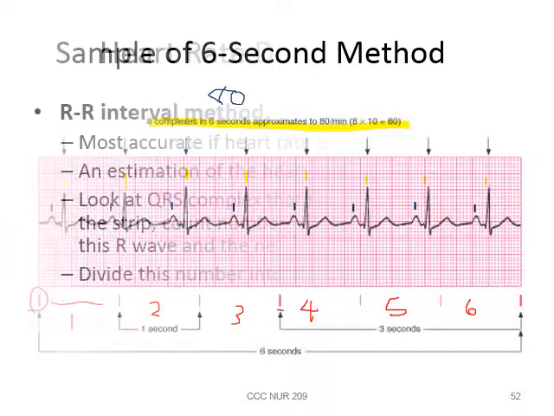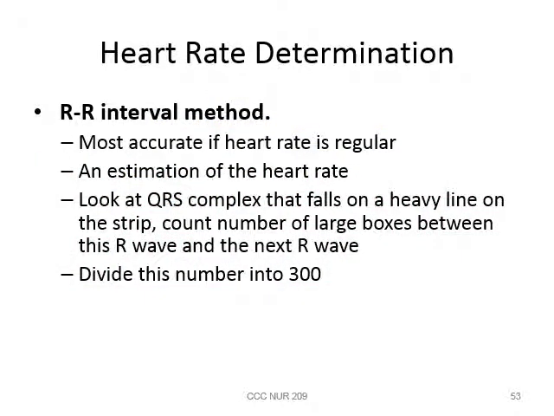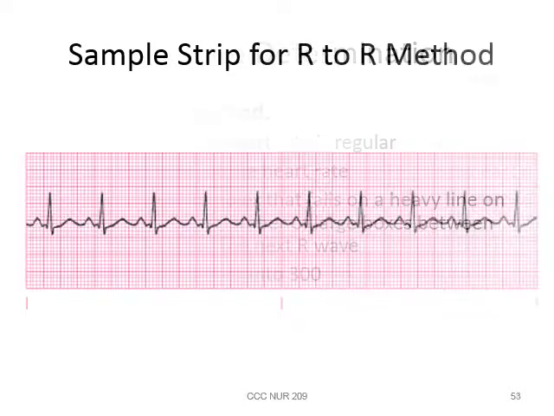Okay. There's another way to determine the rate. You can use this one if you have less than a 6-second strip. You're basically going to count the number of large boxes between 2 R waves. It works very well if the heart rate is regular. It doesn't work if the heart rate is irregular. So to do the R to R interval, we count the number of large boxes between 2 R waves and then divide that number into 300.